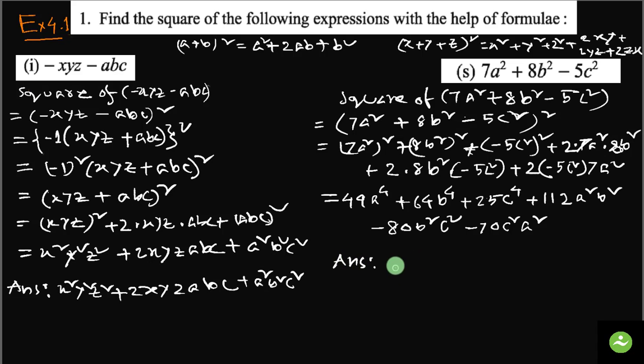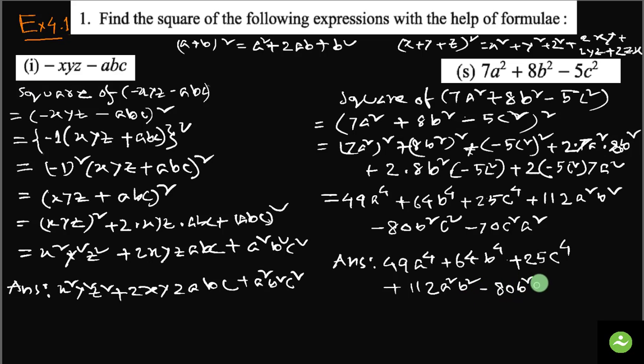Okay, answer is 49 a to the power 4 plus 64 b to the power 4 plus 25 c to the power 4 plus 112 a square b square minus 80 b square c square minus 70 c square a square.